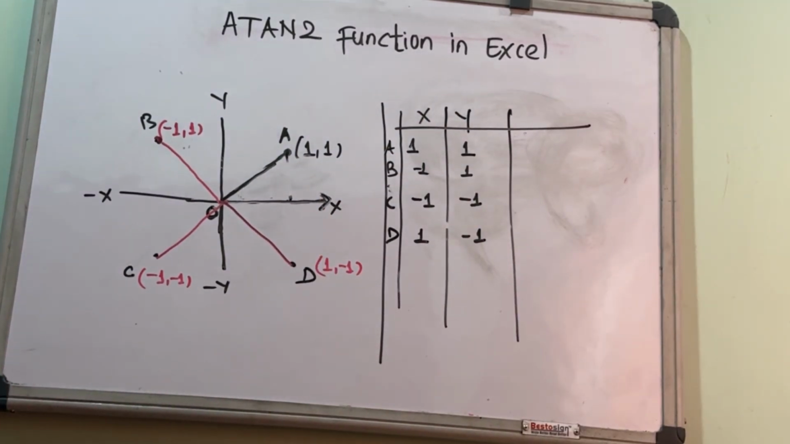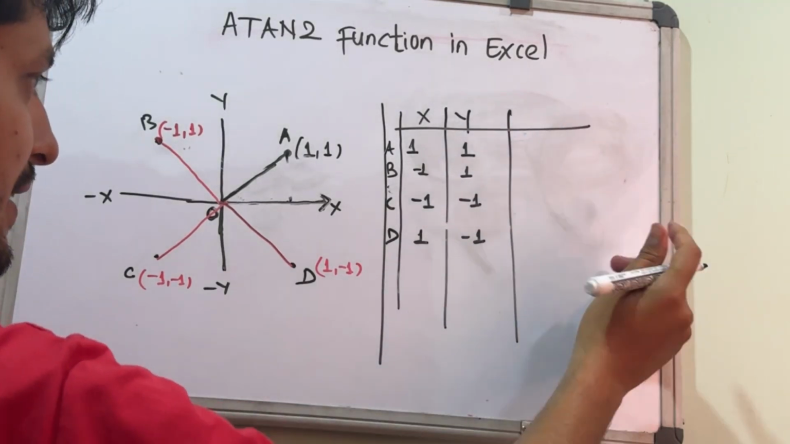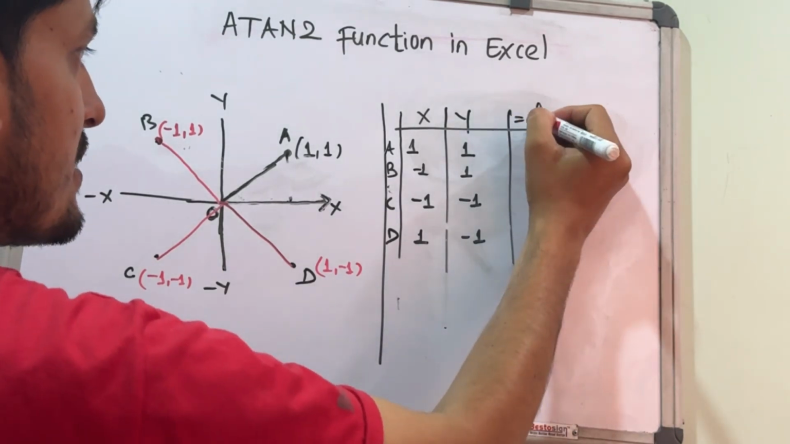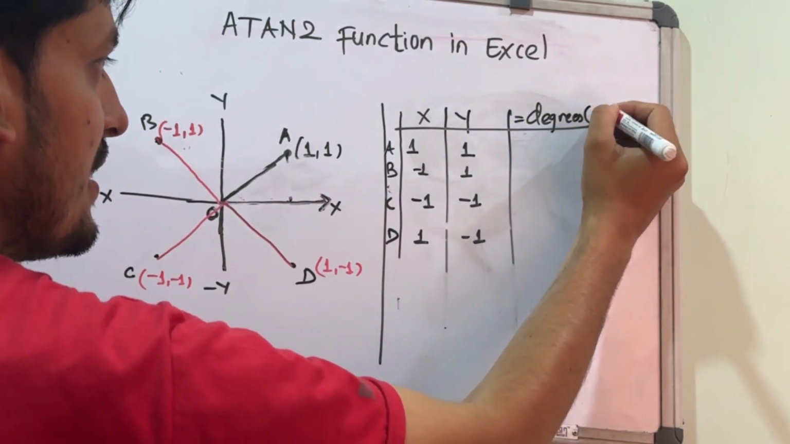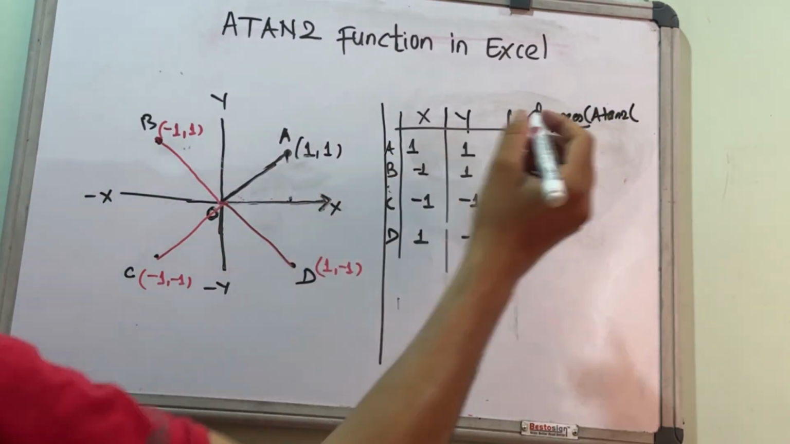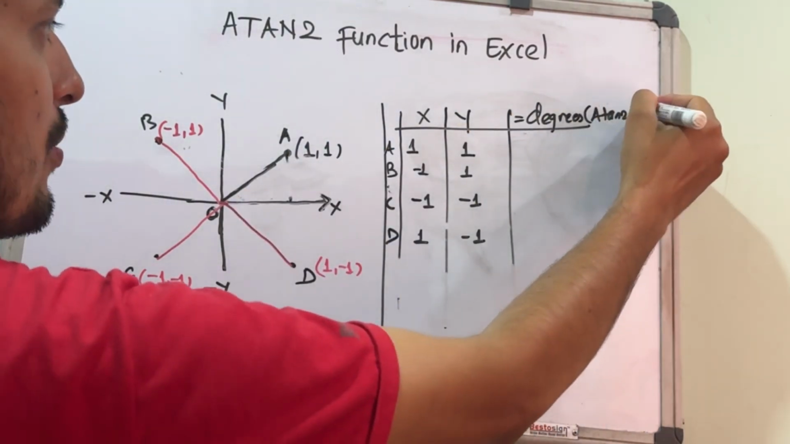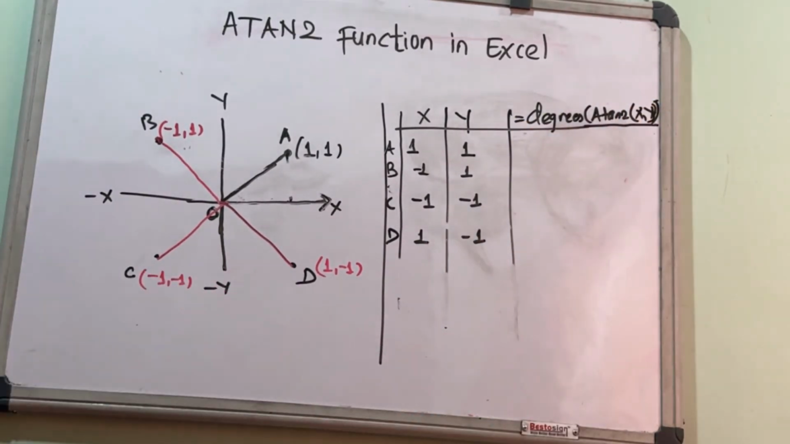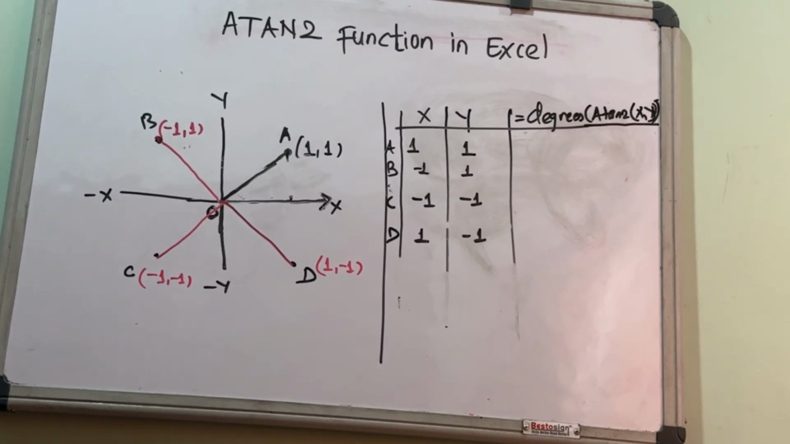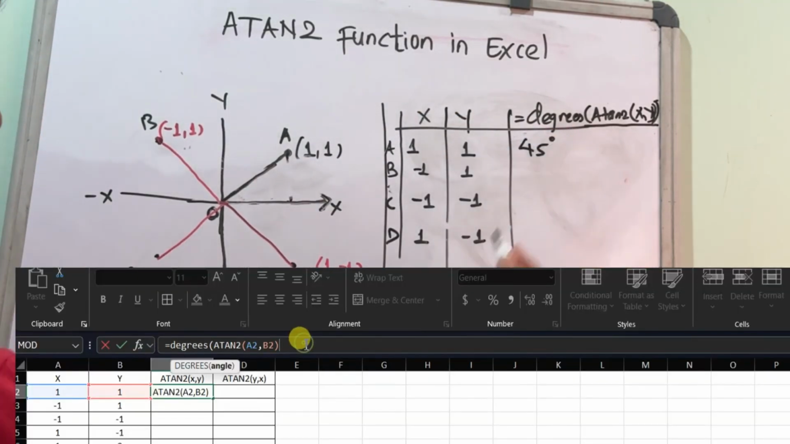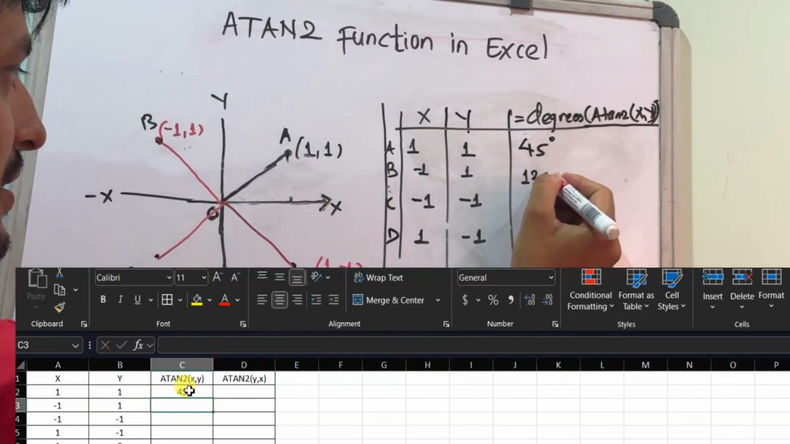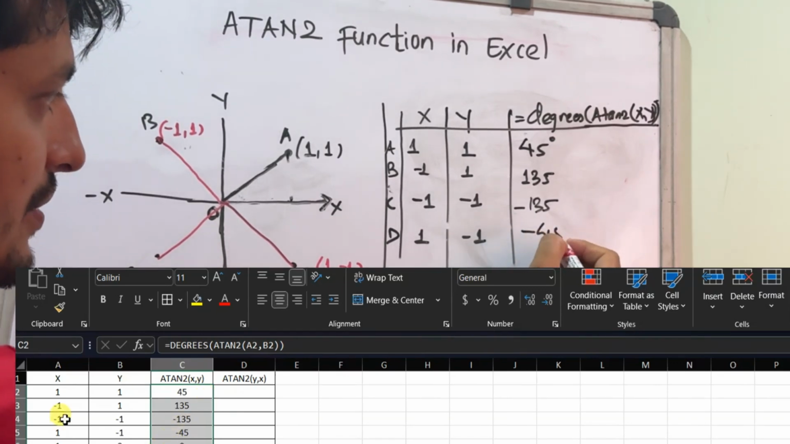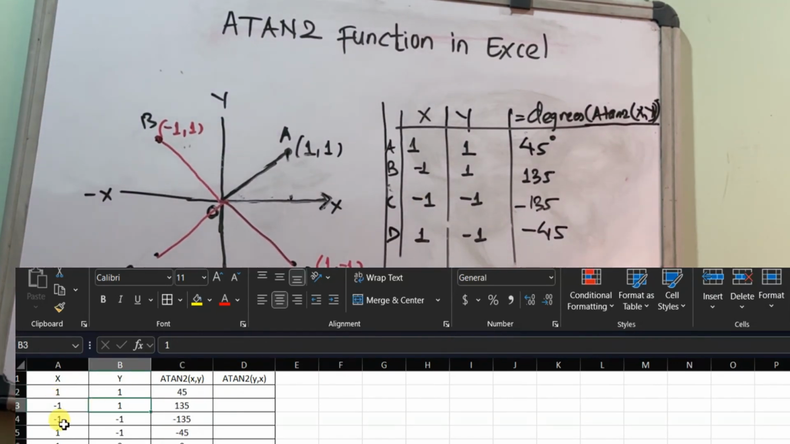Now if you put the ATAN2 function with degrees, what is your syntax? DEGREES(ATAN2(x, y)), where x is this value in Excel, comma, y. If you put this syntax over here, then for A it will show 45 degrees. For B it will show 135 degrees. For C it will show minus 135 degrees, and for D it shows minus 45 degrees.